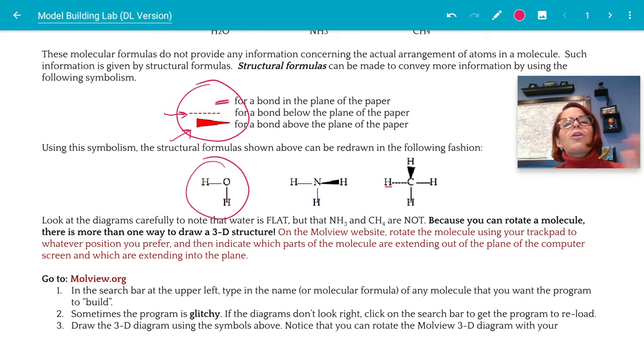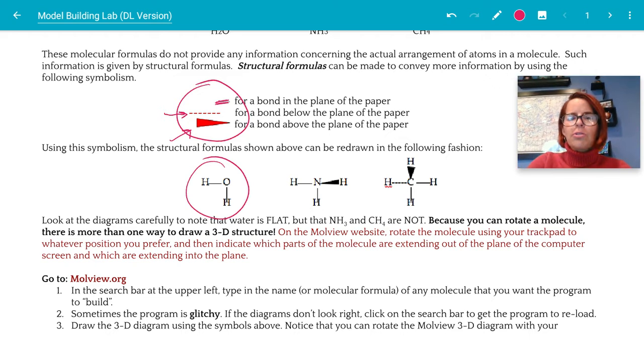Remember that you're going to rotate the molecule periodically so that you can get a full 3D view of it. It says go to molview.org. I already did that on my other page. In the upper left-hand corner, you're going to type in the molecular name. Sometimes MolView is glitchy, so if weird things are happening, try it again. Don't get frustrated. If it's not working, try a different molecule and see if you can get it to work. And then number 3 says draw using the 3D diagram symbols above. So that's these things that we just went over.